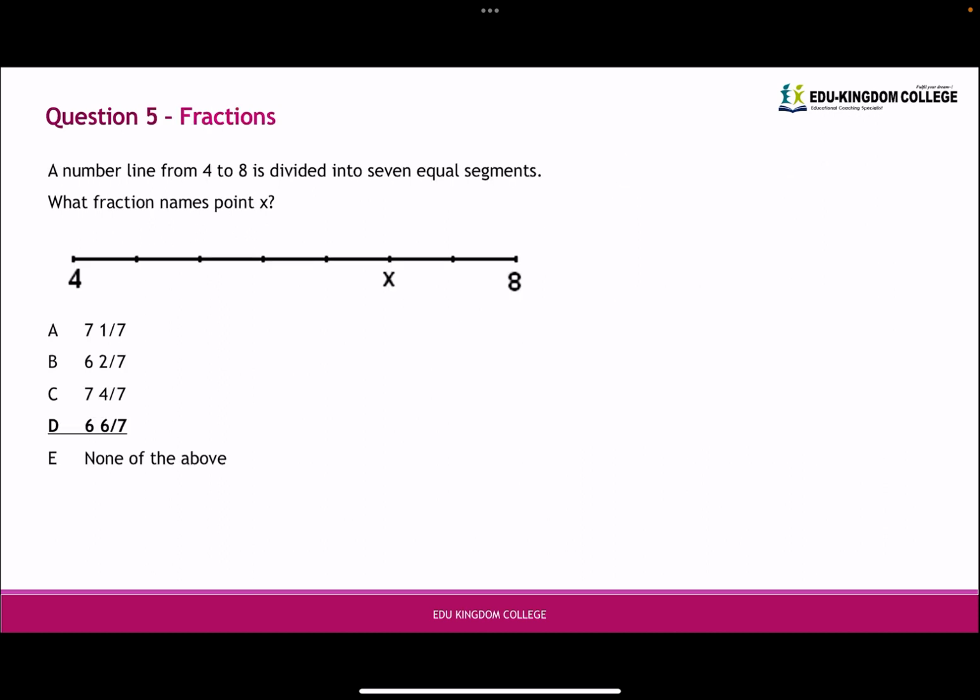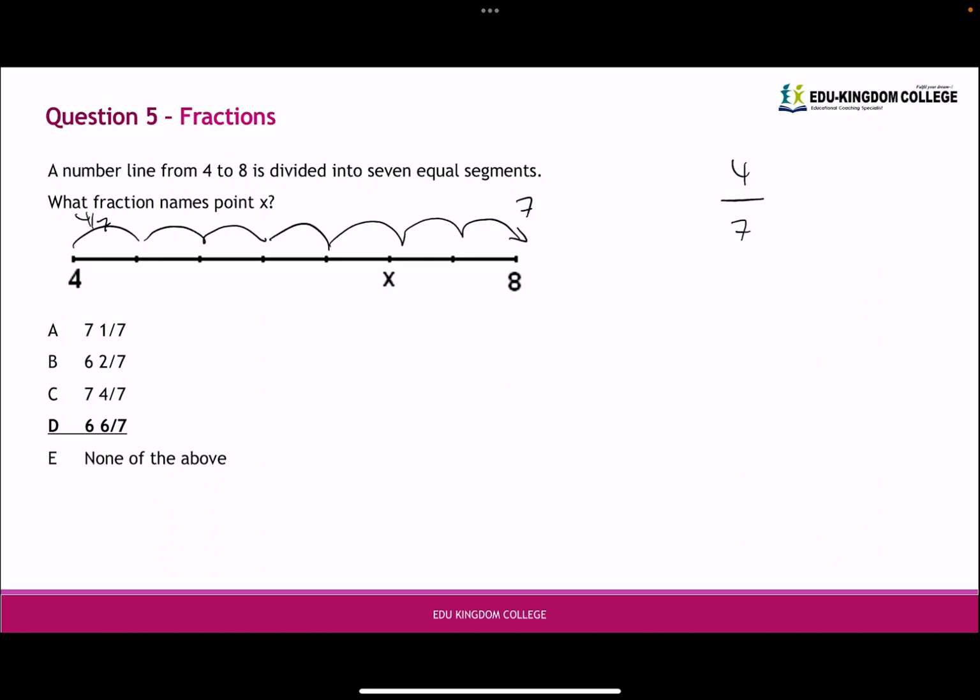Now, a number line from 4 to 8 is drawn. There's 7 spaces if you count. So 1, 2, 3, 4, 5, 6, 7. So 7 spaces. From 4 to 8 is 4 units, but it's divided into 7 spaces. So it's 4 over 7, or 4 divided by 7. So each space is worth 4 over 7.